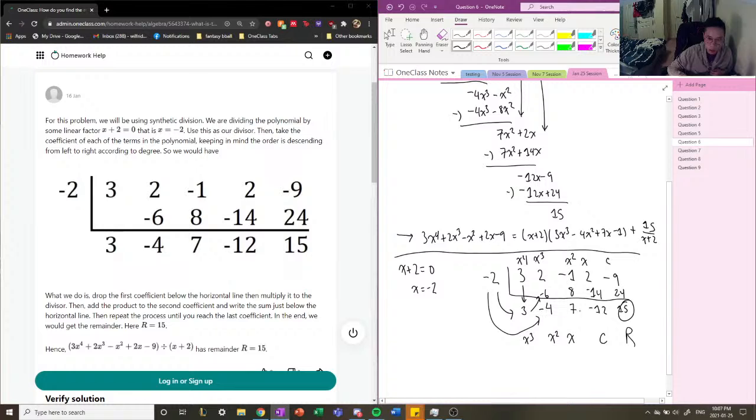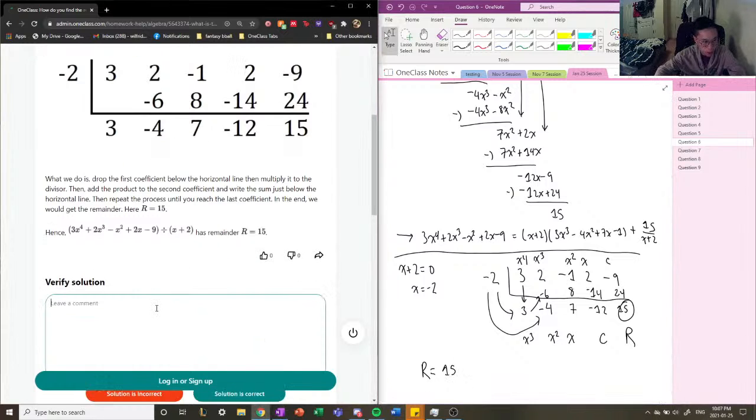That's how you read the synthetic division. Your quotient is going to be 1 degree less than your polynomial, and the last number here is going to be your remainder. If the remainder is equal to 0, then you know that your divisor is a factor of your polynomial. But in this case, it's not, and the remainder is equal to 15. Other than that, the solution is correct, and we can move on.